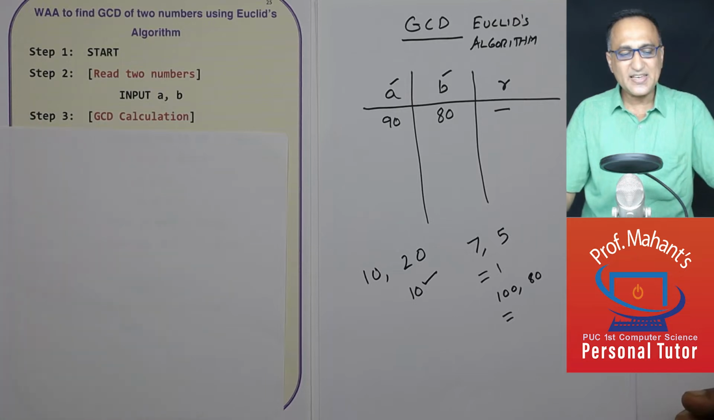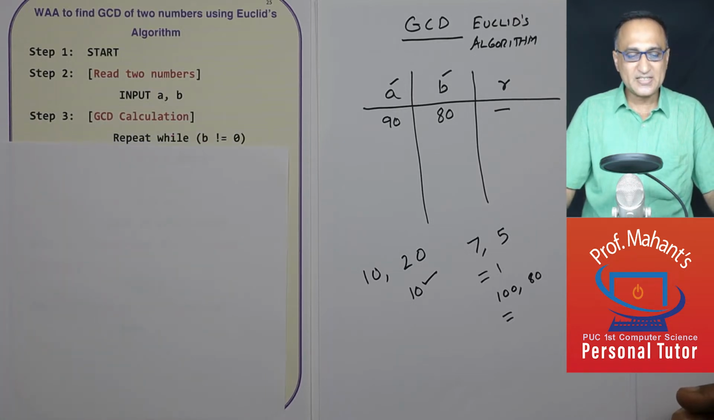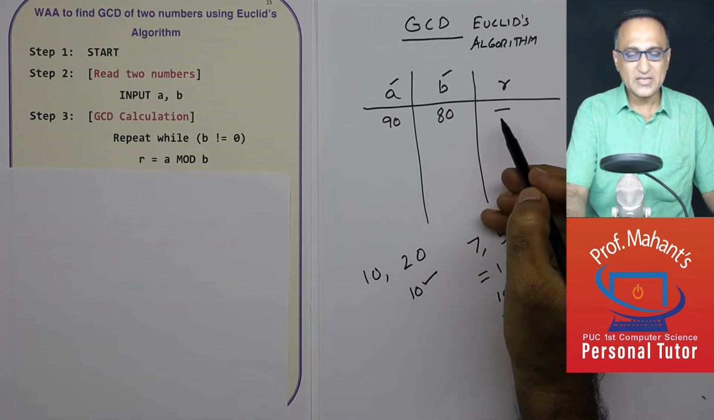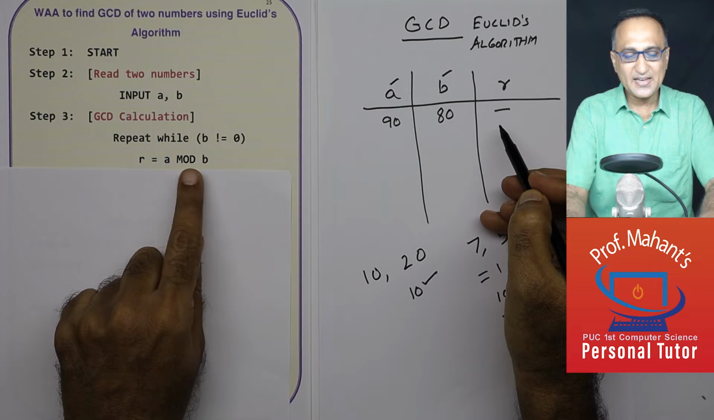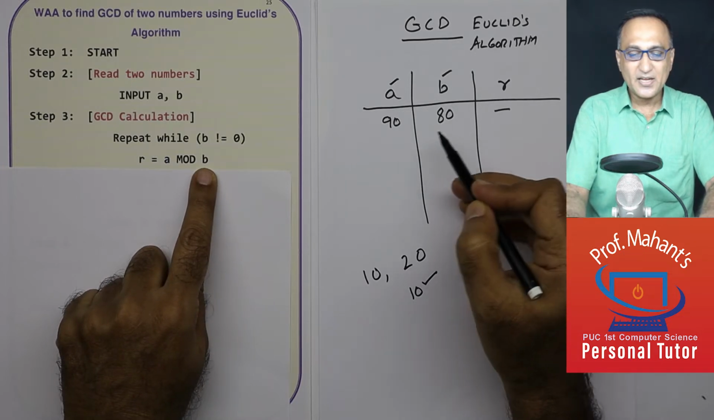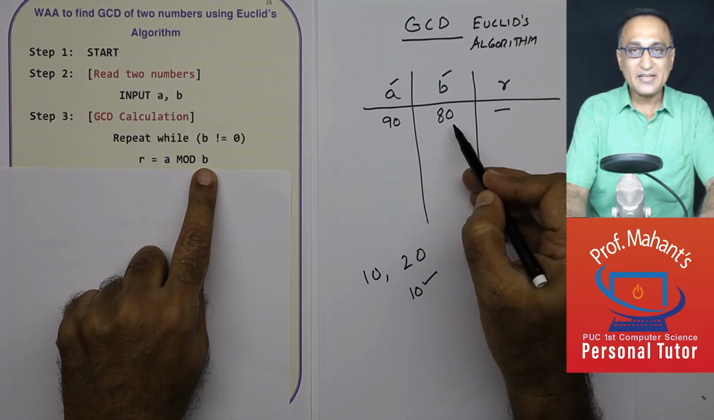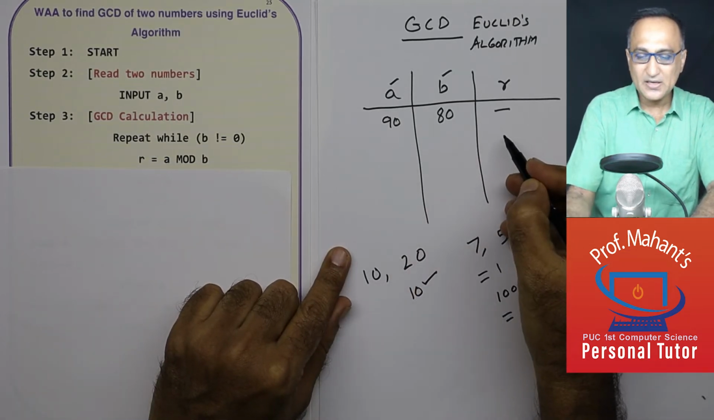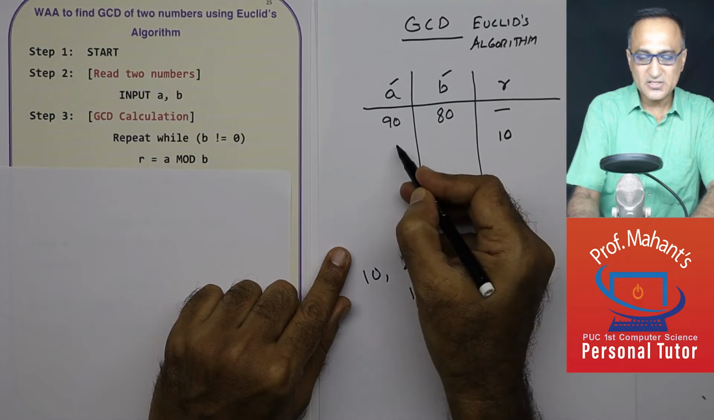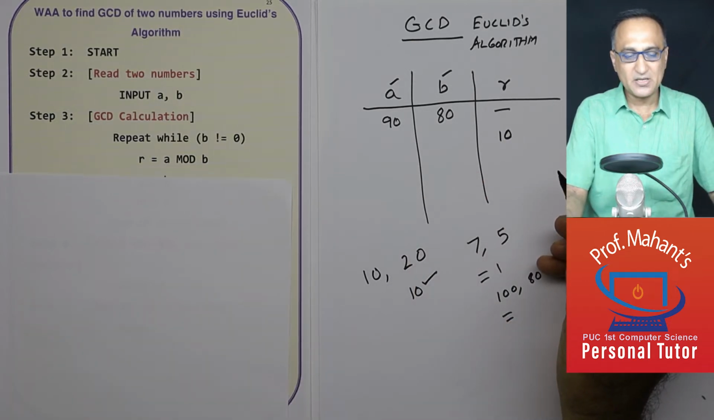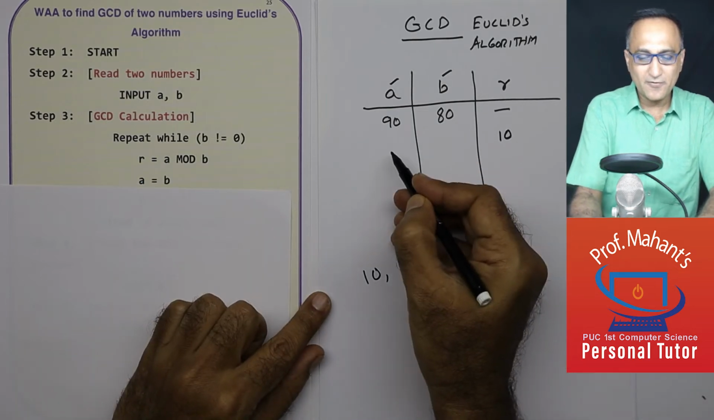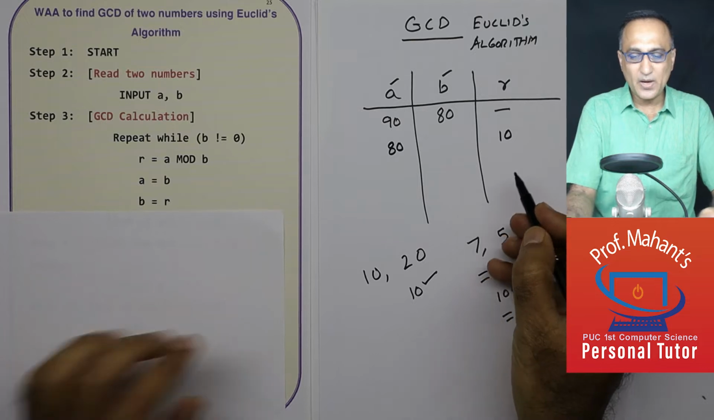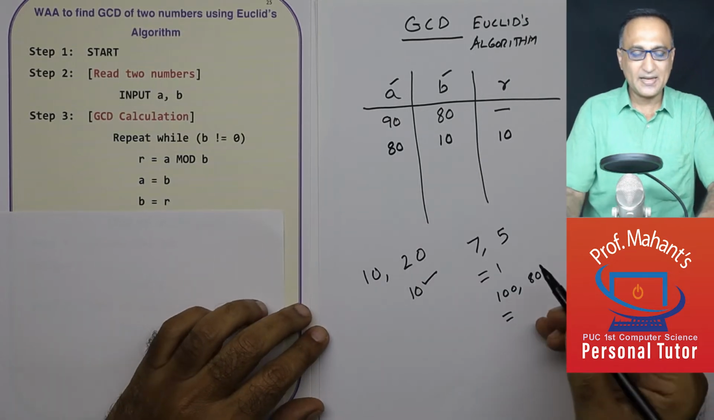So this GCD calculation step 3 is the most important step. As long as B is not equal to 0, the first step I am doing is calculating remainder, which is A divided by B. What is the remainder? If I divide 90 by 80, the remainder is going to be 10. So remainder happens to be 10. A and B are still as they are, and let's see what happens to them in the next step. A takes the value of B, so A becomes 80. And B takes the value of the remainder, which happens to be 10.